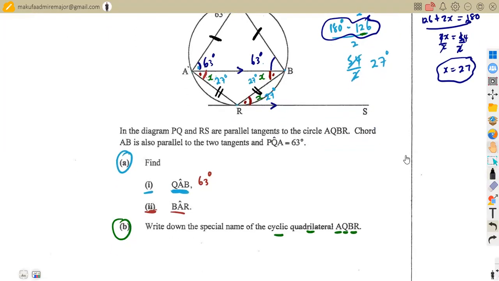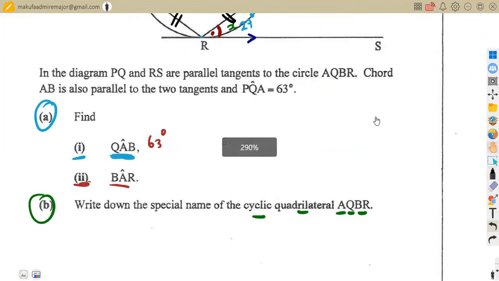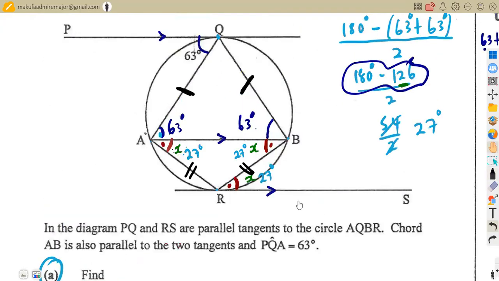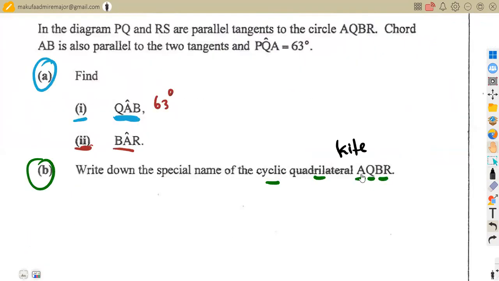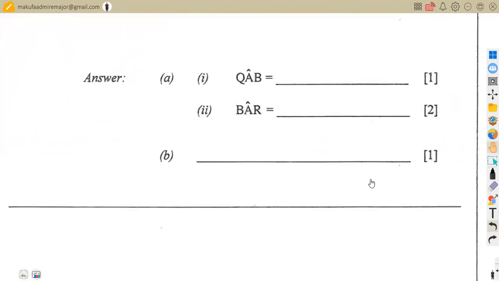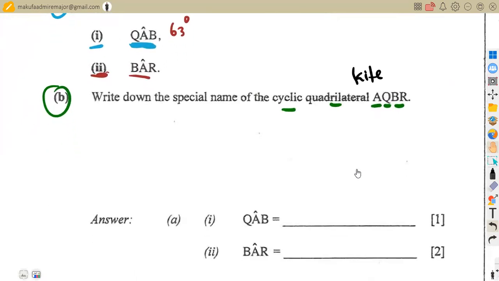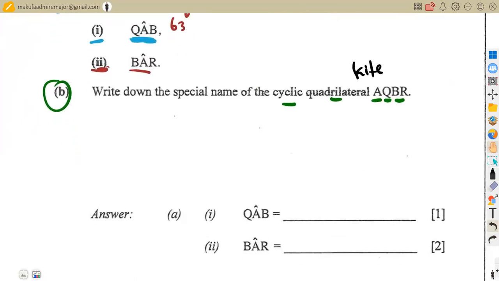So the special name of this cyclic quadrilateral that we see is going to be referred to as a kite in this case. Remember the properties. In order for you to know that a shape is a kite, a parallelogram, or a rhombus, you need to know the properties of that shape. So as we are revising, let's revise as much as we can the properties of the shapes that we have.